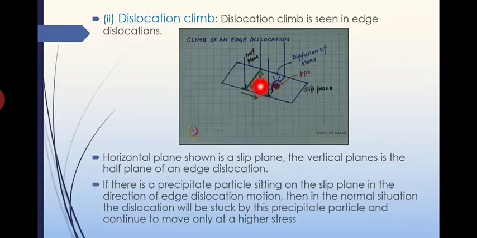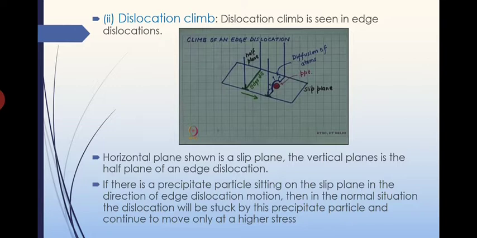Once it reaches the obstacle, you can see a hard precipitate at this region. Unlike a screw dislocation, it cannot move along a different plane. One possibility to overcome this obstacle is to have extra energy, but we are not providing any extra energy. Creep happens at a constant stress, so there is no extra energy available. So dislocation climb is seen in edge dislocation.